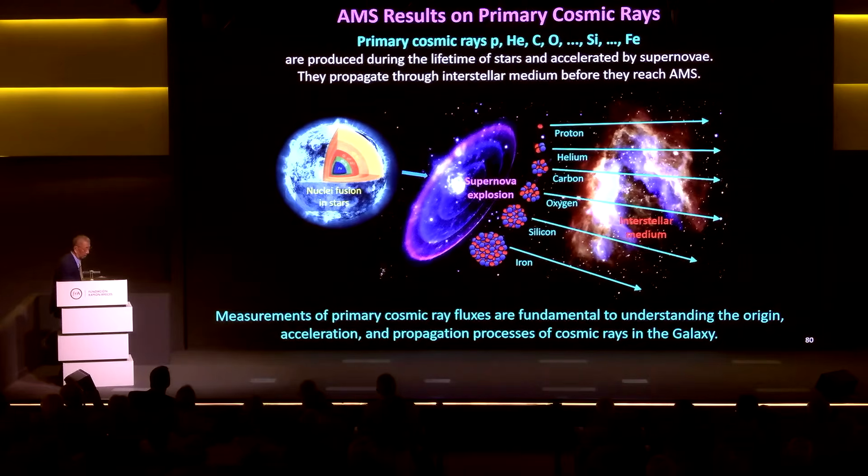Now, let me share with you something totally unexpected, and that is on cosmic rays. Cosmic rays have two kinds. Primary cosmic rays: proton, helium, carbon, and so forth. They are produced during the lifetime of stars and accelerated from supernova explosions. So they propagate through the interstellar medium before they reach AMS. Measurement of primary cosmic rays is fundamental to the understanding of acceleration and propagation of cosmic rays in the galaxy.